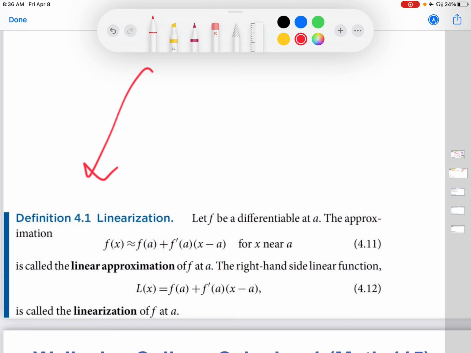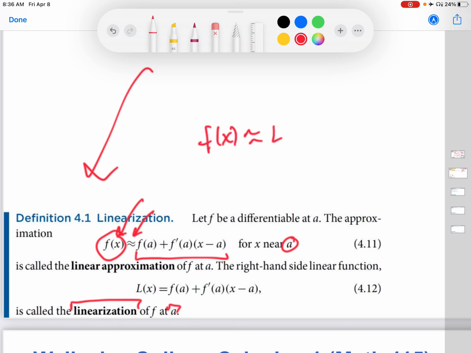So what is linear approximation? It's when you write out the equation of the tangent line near whatever a value you are given. That equation of the tangent line is called the linearization of f at that point. Then, using that equation, you approximate the values of f of x using the values of that tangent line. In other words, values of f of x are approximately the values on the tangent line, L of x, for x near a. Working with this, calculating this, is called linear approximation.